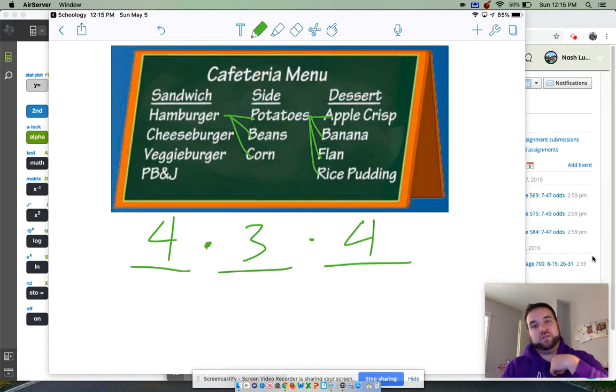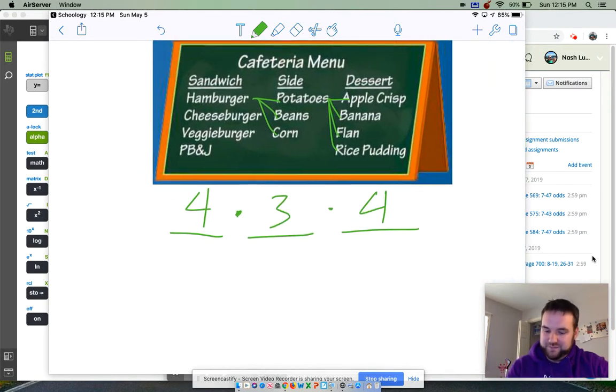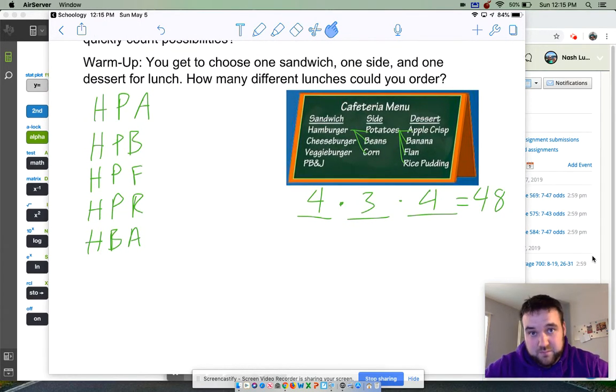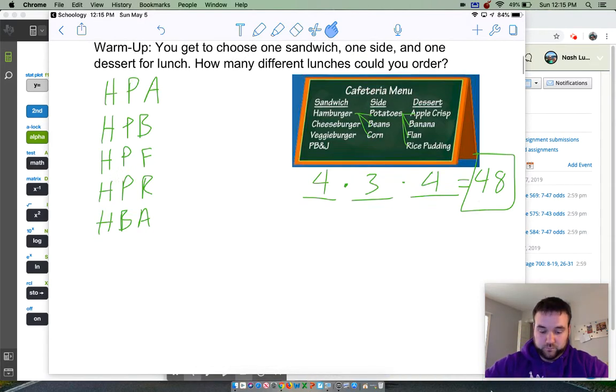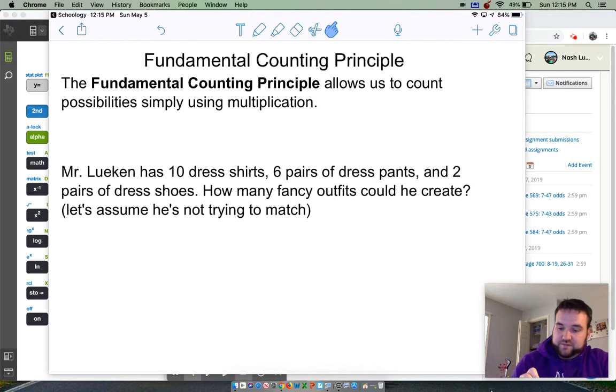So I can just take the number of options for each category, multiply them together, and that will give me 48. I'm not going to waste the time to list all 48, but there are 48 different lunch options available. What we've just done is used what's called the fundamental counting principle to, instead of listing all the possibilities out, do some quick math and figure out it's 48 different lunches we could put together. Again, FCP is how it's abbreviated, and it allows us to count possibilities using multiplication.